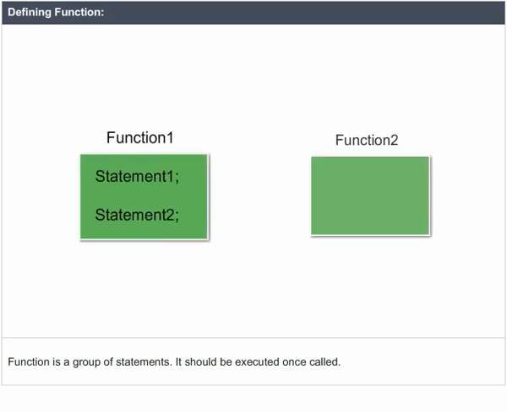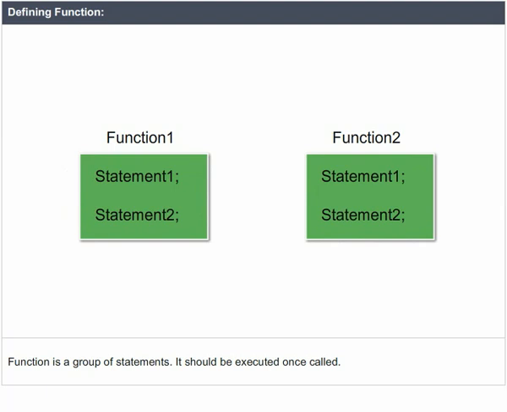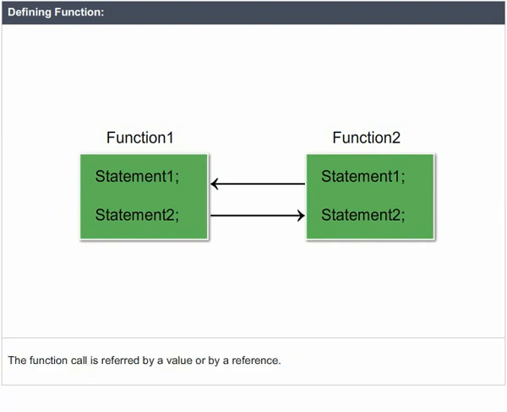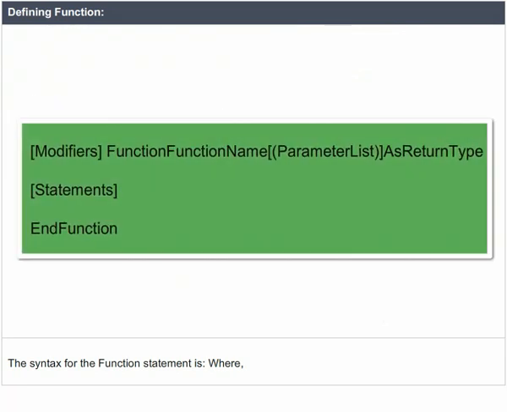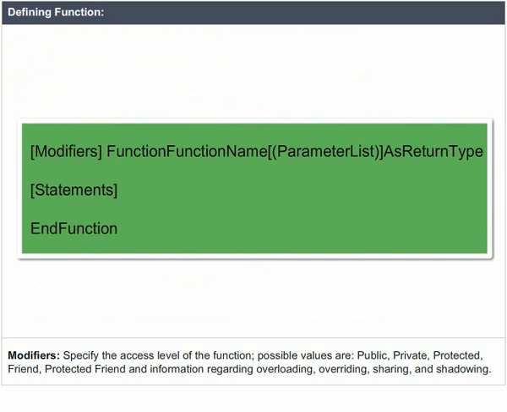Defining function. A function is a group of statements. It should be executed once called. The function call is referred by a value or by a reference. The Function statement is used to declare the name, parameter, and the body of a function. The syntax for the Function statement is where modifiers specify the access level of the function. Possible values are Public, Private, Protected, Friend, and information regarding overloading, overriding, sharing, and shadowing.